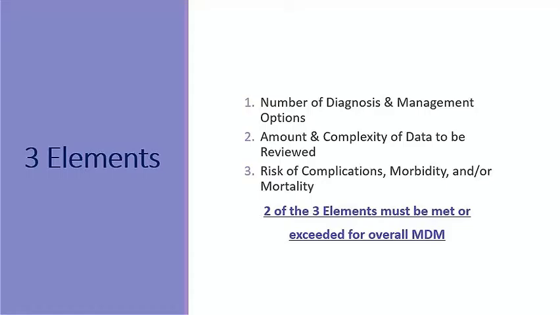Medical decision-making refers to the complexity of establishing a diagnosis and/or selecting a management option. Medical decision-making is calculated based on three elements: the number of possible diagnoses and/or management options that must be considered, the amount and/or complexity of data to be reviewed, and the risk of complications, morbidity, and/or mortality. To obtain the overall level of medical decision-making for a given E&M code, we must meet or exceed two of these three elements at the same level.